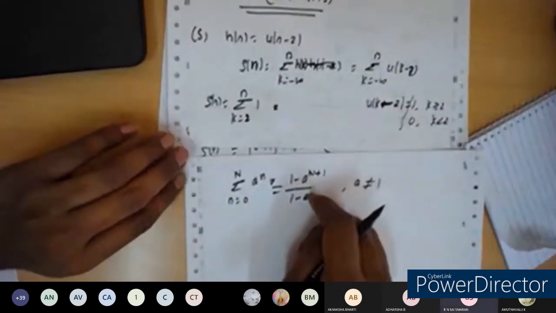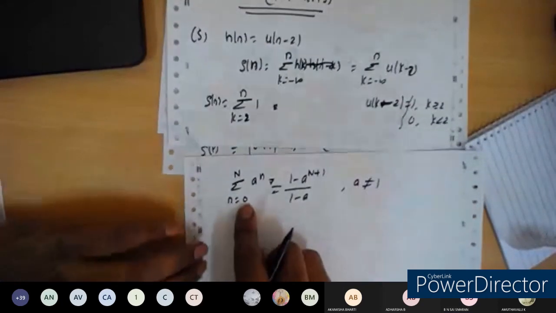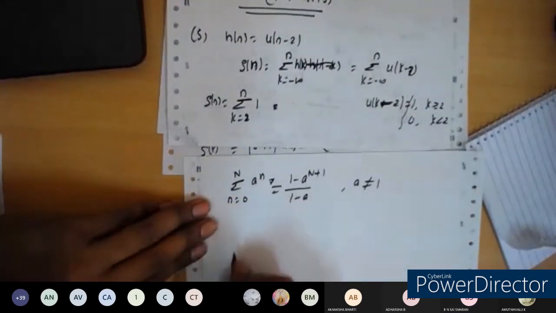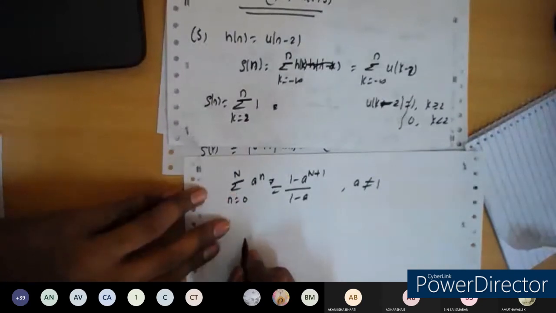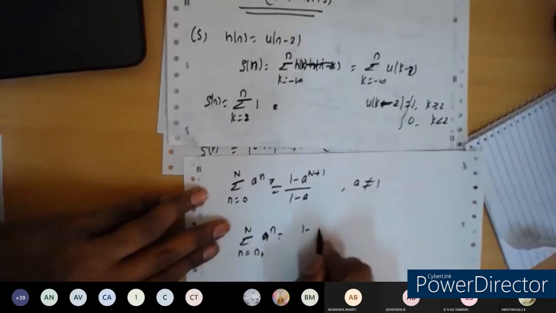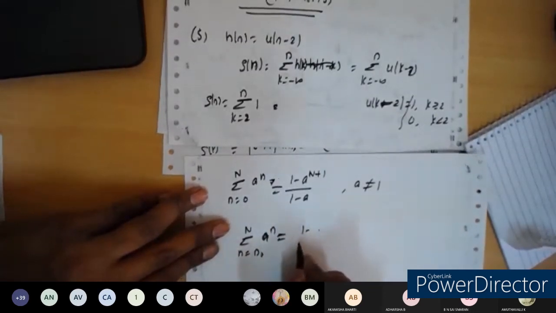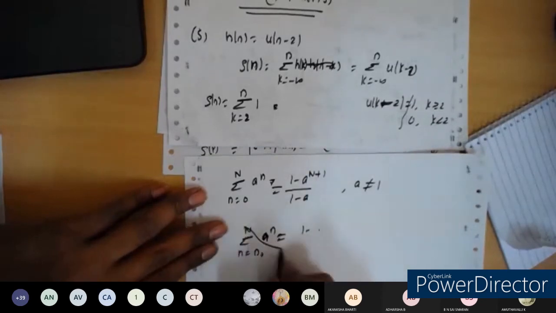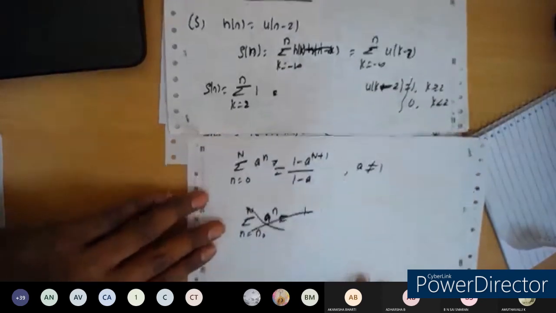Okay, so suppose we have some terms, what is the modified formula we have seen? Suppose instead of n equal to 0, you have summation n equal to n naught to n, a to the power of n is equal to what? What is the formula we are seeing for this one?